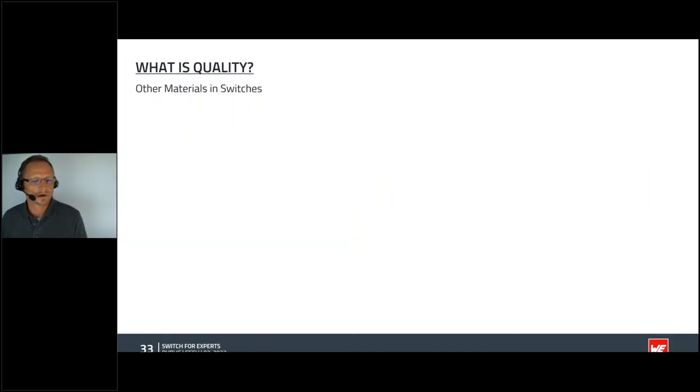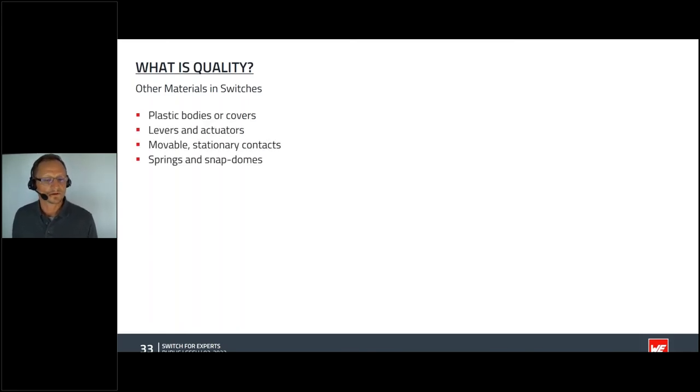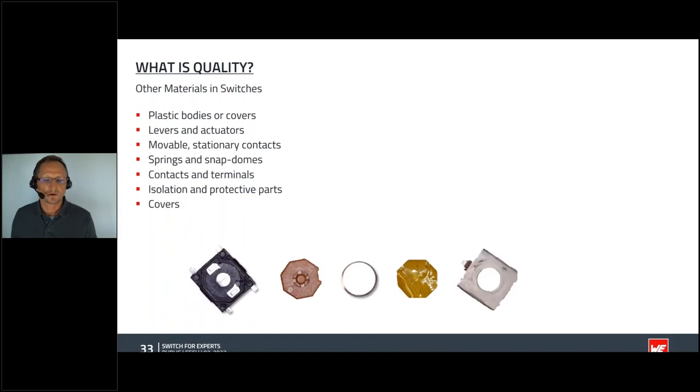Now, still talking about quality, and because we've been talking so nicely about quality, I won't miss out on raising some words about general quality points around the materials of other switch components, not the conductor material. On the first page of this topic, we found some components that are not electrical components, but parts of the housing or the inner parts. You remember the melted plastic examples?